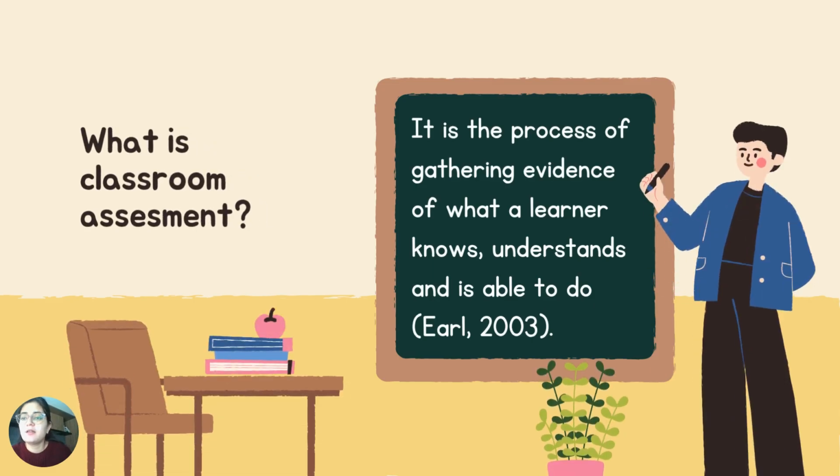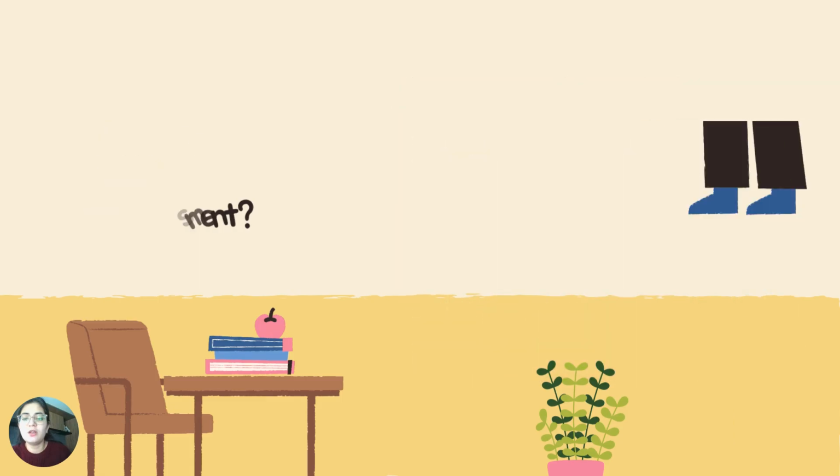Let's see assessment. What is classroom assessment? Assessment is defined by Earl as the process of gathering evidence of what a learner knows, understands, and is able to do. It is not just about checking the knowledge but guiding learning. A strong assessment system determines current learning, provides feedback, and improves outcomes.